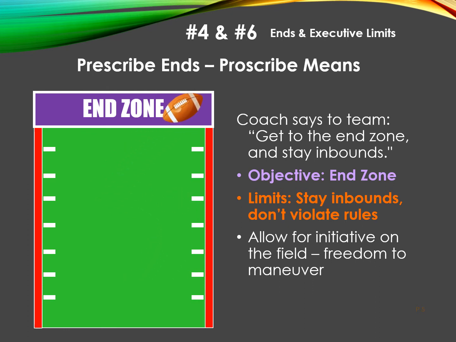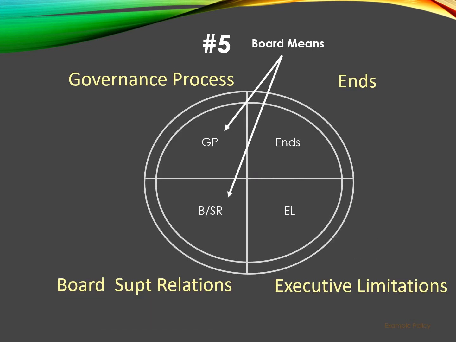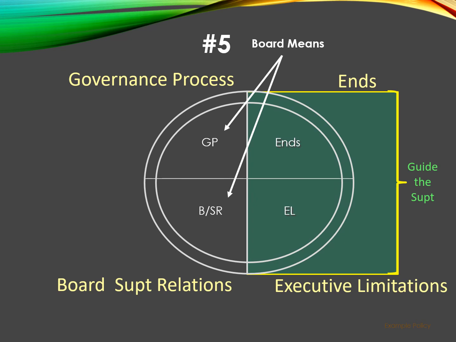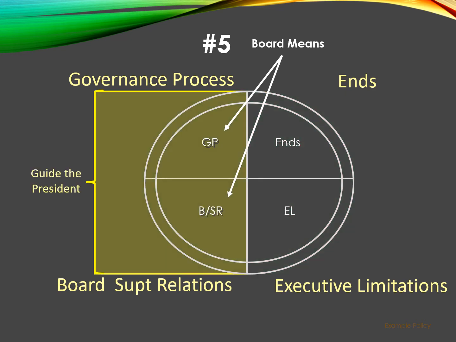The 4 sets of policy found in a policy governance policy manual include ends or results or goals policies, executive limitations or parameters policies, governance process or board structure and process policies, and board superintendent relations or roles policies. The 2 to the right are policies that guide the superintendent, while the 2 on the left guide the board president and the board itself.